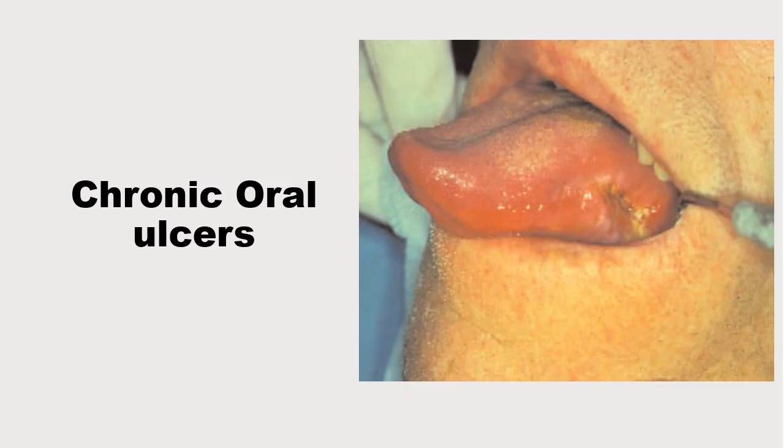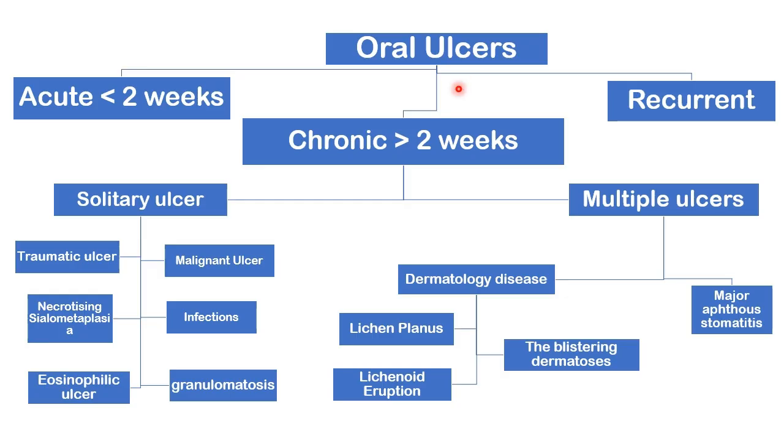Now, next we'll go through the chronic oral ulcers. We now focus on the third and last group of oral ulcers, those that persist for more than 2 weeks, and they can be broadly classified into solitary or multiple ulcers.